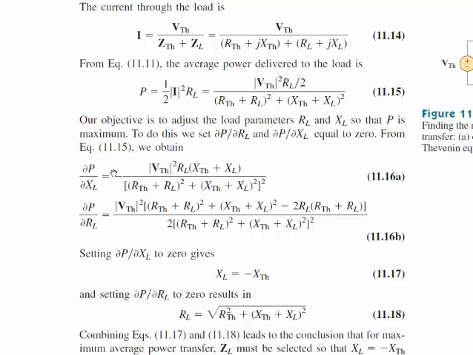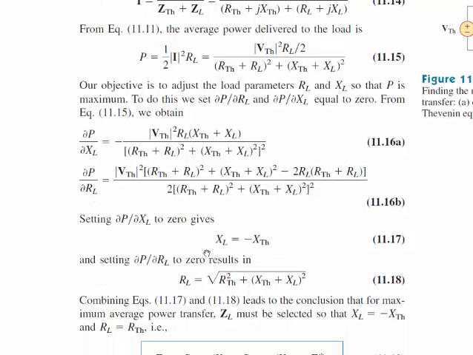But again, you have to find the derivative of the power with respect to XL, or the derivative of the power with respect to the load resistance, and find when they equal 0. So it turns out that on the reactance part, this derivative will equal 0 when XL equals minus X Thevenin. So when the load reactance equals the conjugate of the source, or the Thevenin reactance.